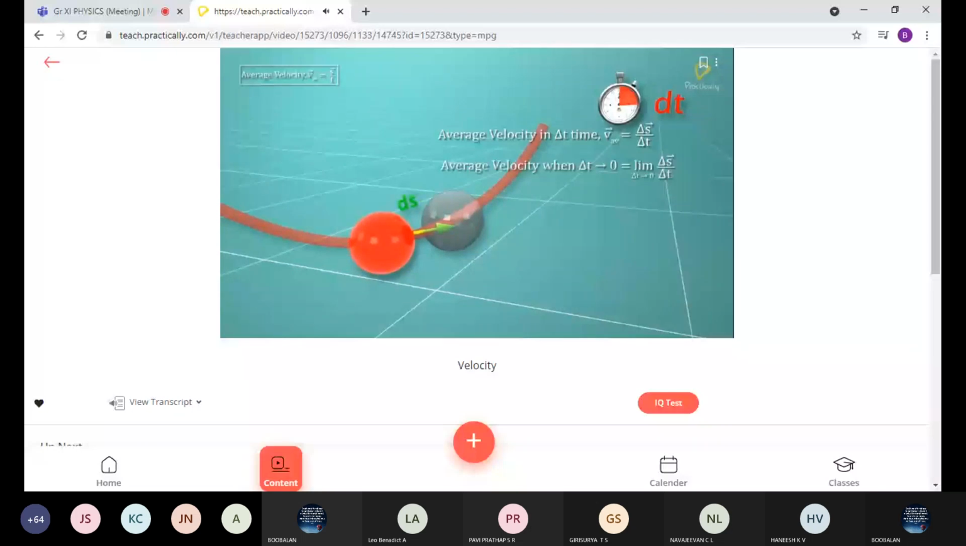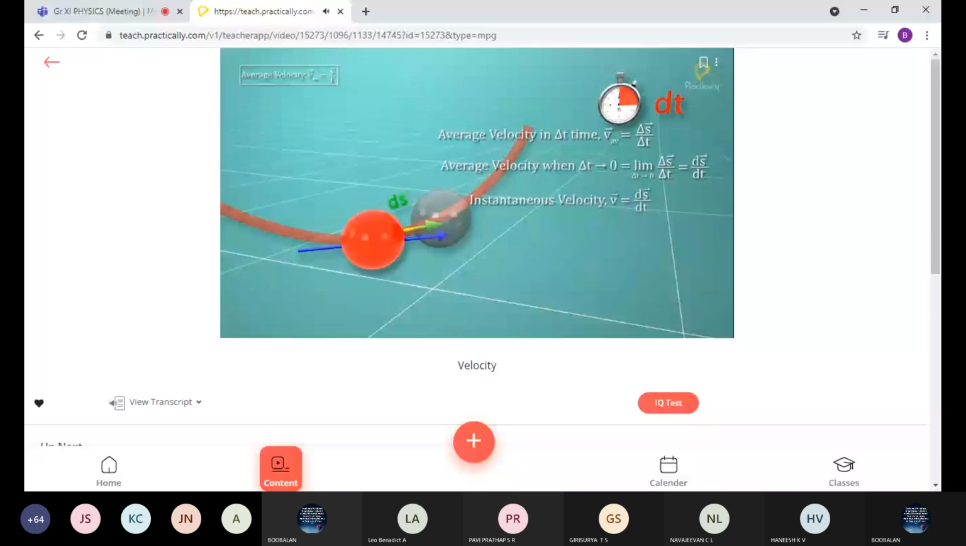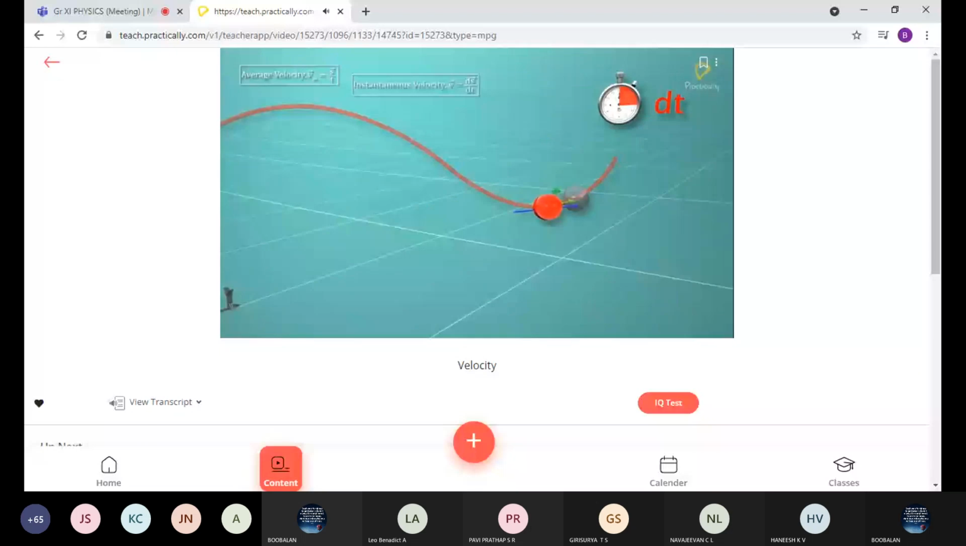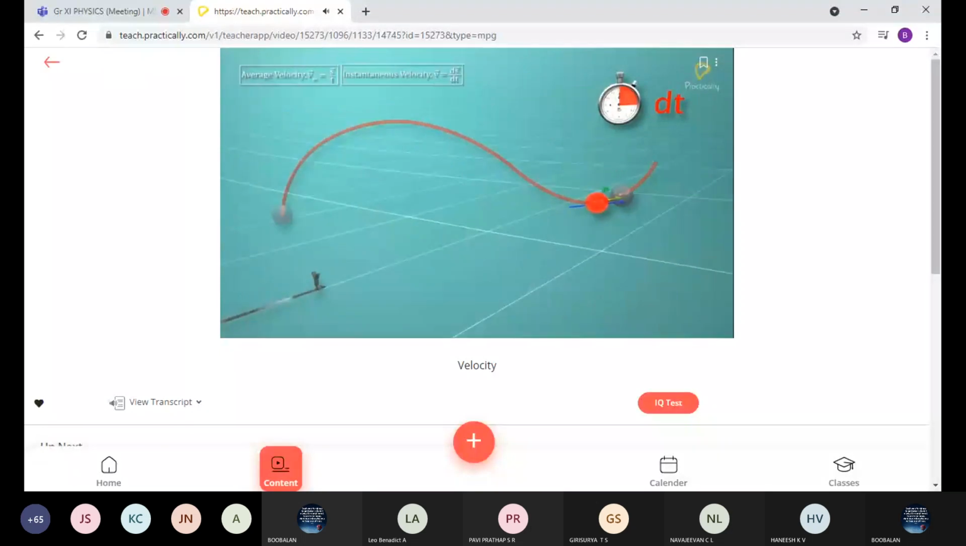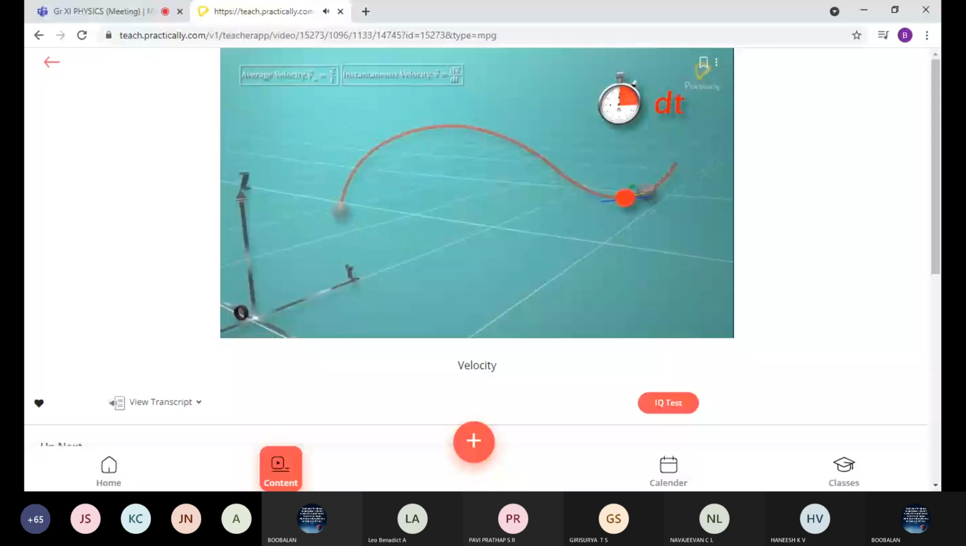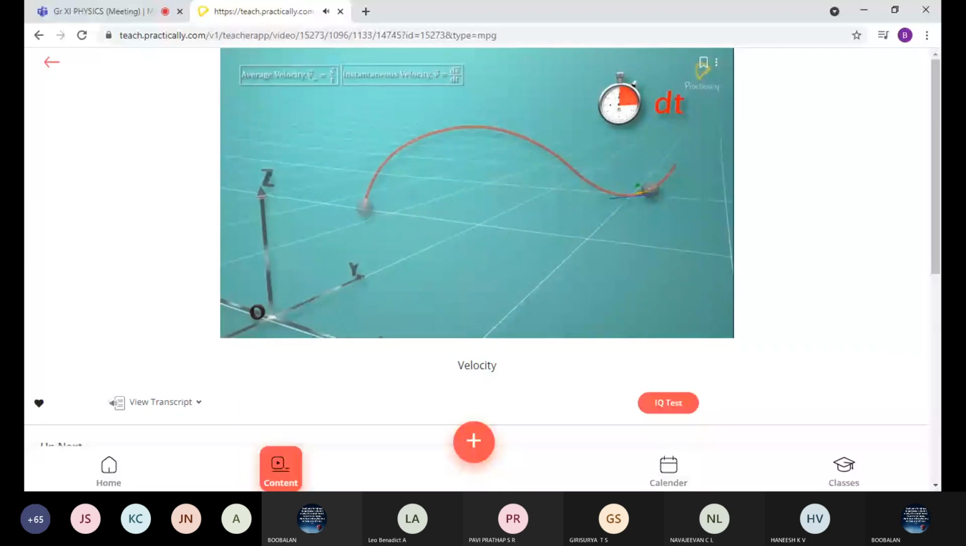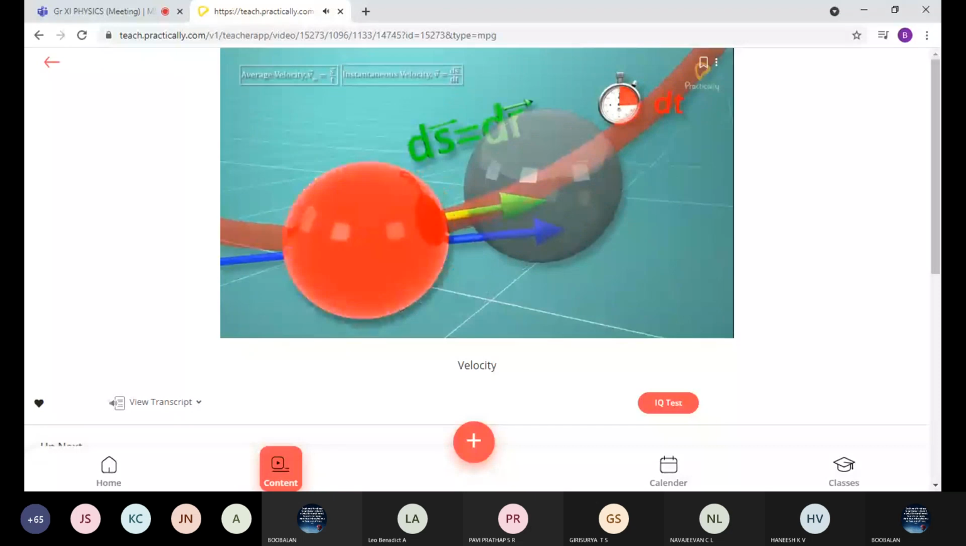In terms of vector calculus, this rate of change of displacement, ds bar by dt, is called instantaneous velocity. Hence, average velocity for an infinitesimally short time interval at a point is nothing but instantaneous velocity at that point. Mathematically, instantaneous velocity is equal to rate of change of displacement. Infinitesimally small displacement ds bar is also equal to an infinitesimally small change in the position vector dr bar. Hence, instantaneous velocity can also be defined as the rate of change of position.